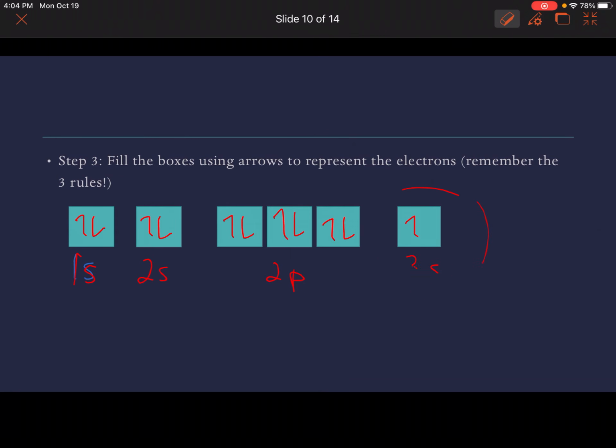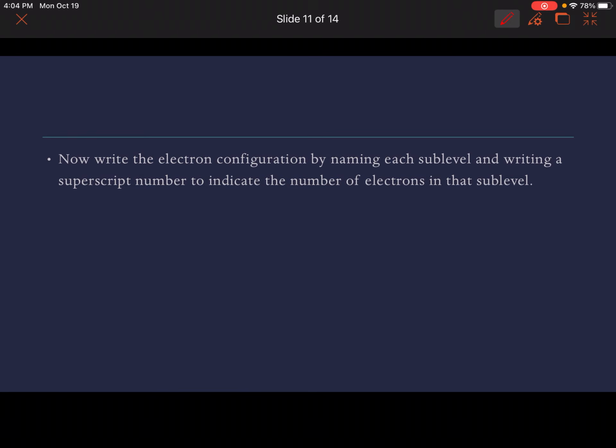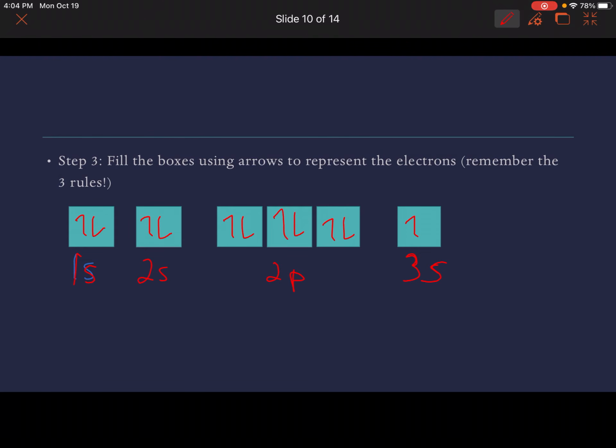The erase function does not work very well. Okay, so 3s here. So this is the drawing, and now I want to write that configuration. To write it, you're just going to use a superscript to show the number of electrons in each sublevel. So if we look back here, 1s has 2, 2s has 2, 2p has 6, and 3s has 1. So 1s2, 2s2, 2p6, 3s1.